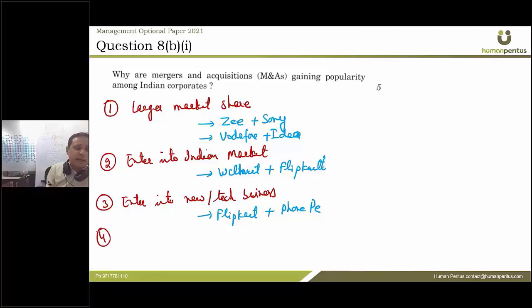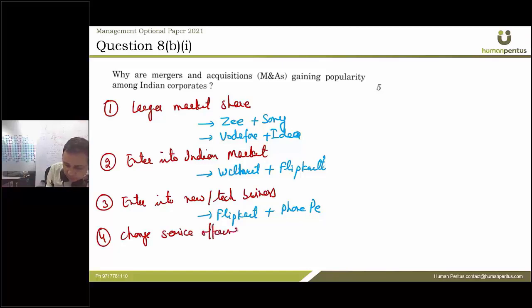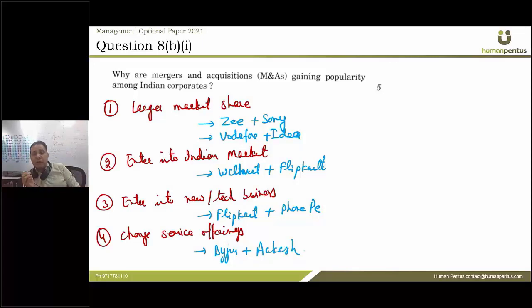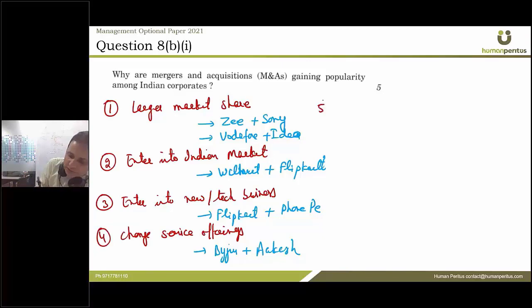Then sometimes companies are acquired because you want to diversify your service offerings. So what does this mean? Baiju's was an online teaching company, but they acquired Aakash. Why? Because they wanted to do service delivery through an offline model as well. We can have more reasons why people are acquiring different companies.